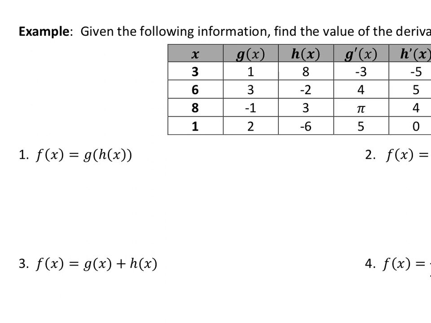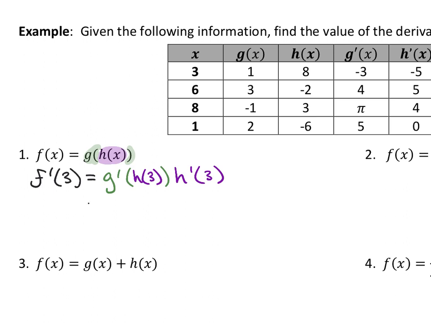So for this first one, I'm looking at f of x equal to g of h of x. Well, I see that h of x is tucked inside of g of x. That means I'm going to have to use what rule to find the derivative? The chain rule. The chain rule says that if I take the derivative of f at 3, I want this to be the derivative of g at h times the derivative of h. So it's the derivative of the outside with the old inside tucked in multiplied by the derivative of the inside. Then we just read our table.